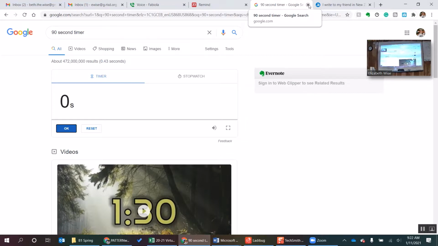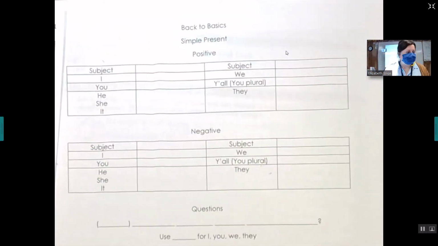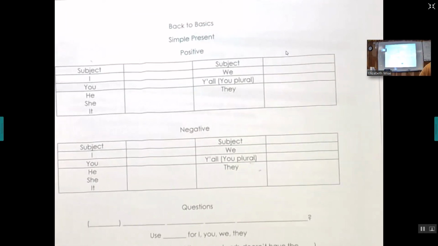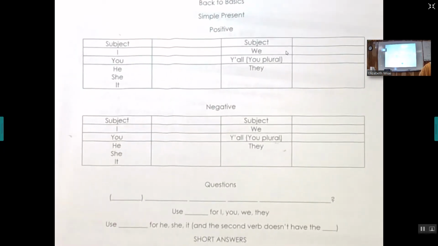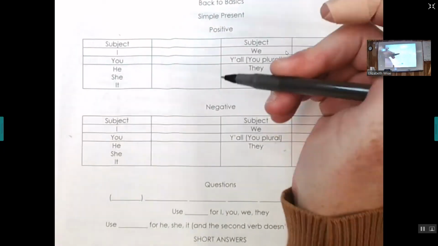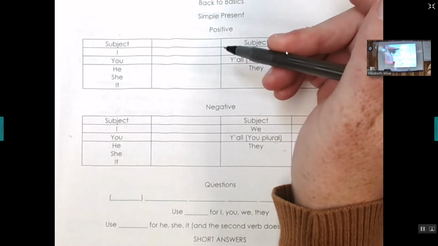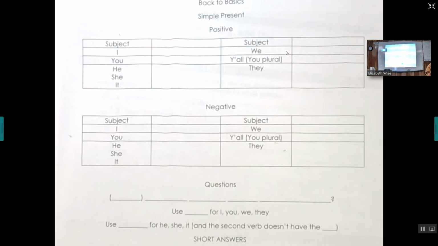Here's our packet for the week. Okay, so we are talking today about the simple present, which you're already going to know. And I think we're going to focus today on questions because I think that's probably the most difficult part. But the way I teach verbs is positive, negative, and question.